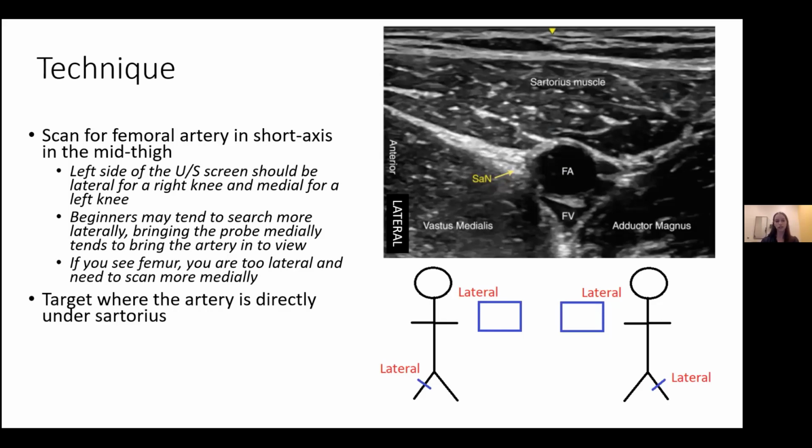Beginners, I found again when I was starting, you tend to search more laterally to start, and with that you'll probably see the femur, and that's a sign that you should move your ultrasound probe more medially. And then I tend to scan up and down the leg looking for that perfect spot where the artery is right underneath the sartorius. And then I make sure I also identify the superficial femoral vein. And sometimes it's more over to the lateral side, and by scanning up and down, you may find a spot where it's well away from your target and less likely to have a vascular puncture there.